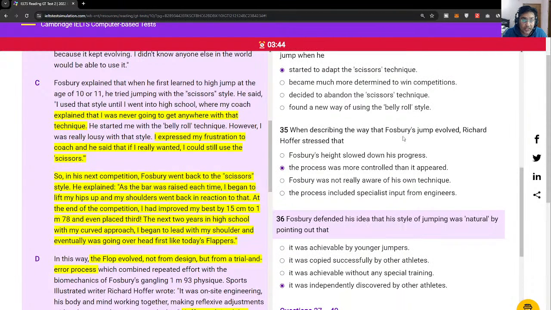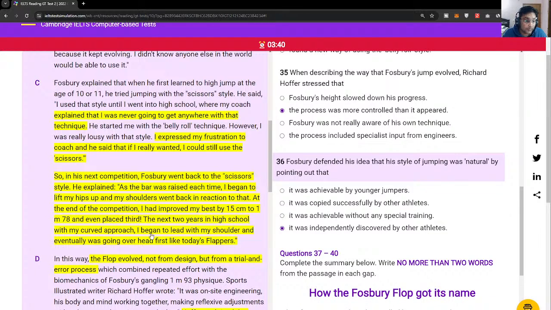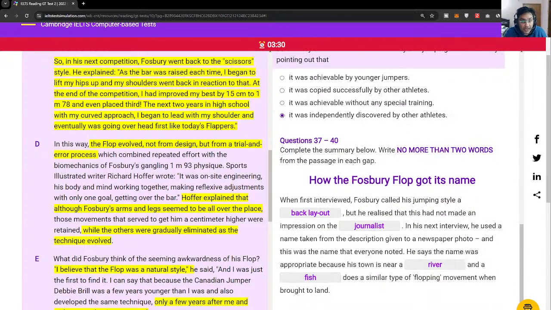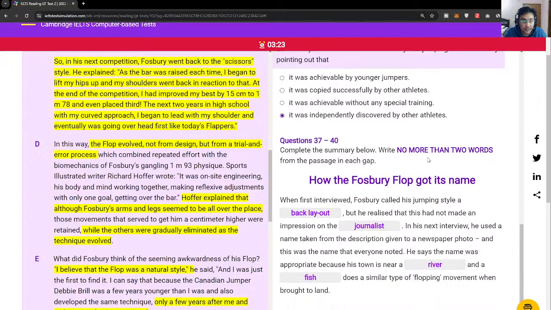When describing the way that Fosbury's jump evolved, Richard Hoffer stressed that the process was more controlled than it appeared, because even though his arms and legs seemed to be all over the place, he knew how to get to where he was. It was independently discovered by other athletes. Naturally, by pointing out, it was independently discovered.